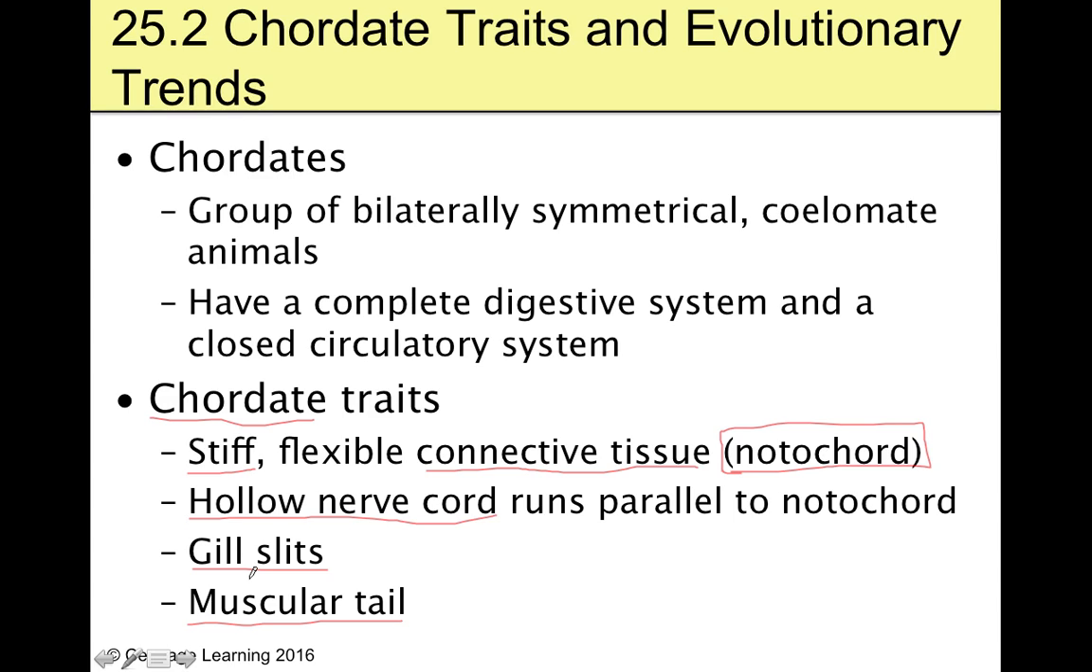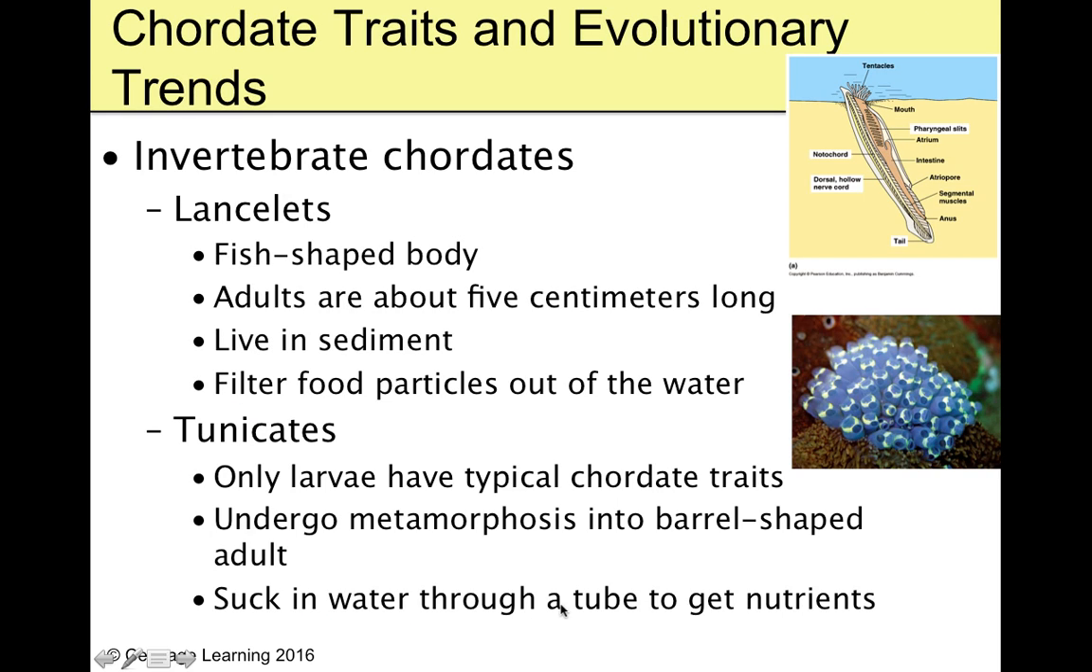A few animals will actually keep all four of these for their whole lives, but most of us are going to lose some of them. So here's a couple that's going to keep a lot of them. Here's your two groups of chordates that are invertebrates. They don't have vertebrae. They don't have a spinal cord, but they are still chordates because they have all four of these things they need to have.